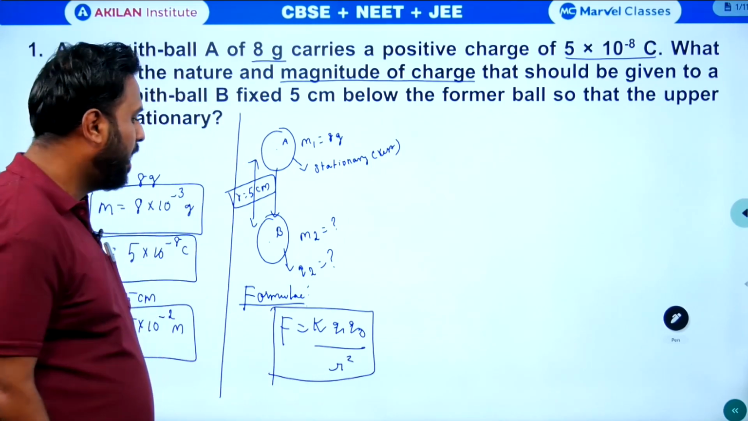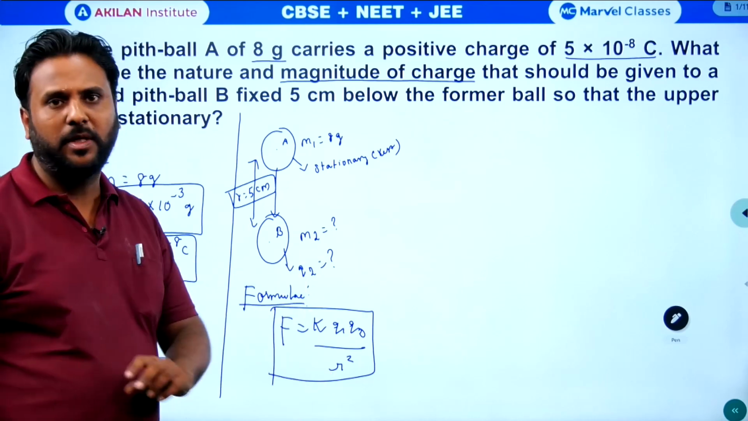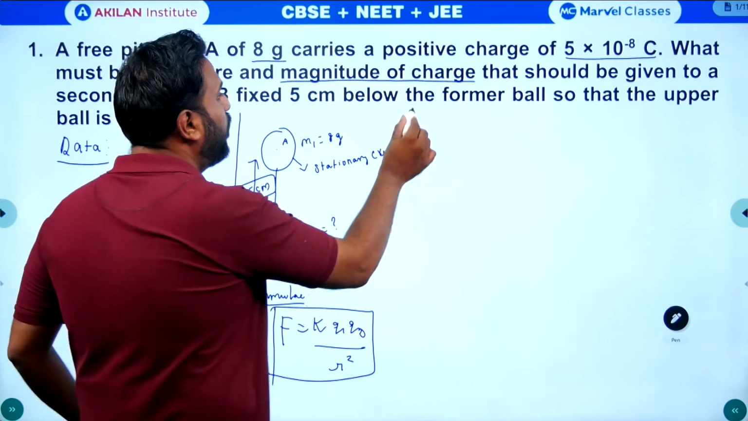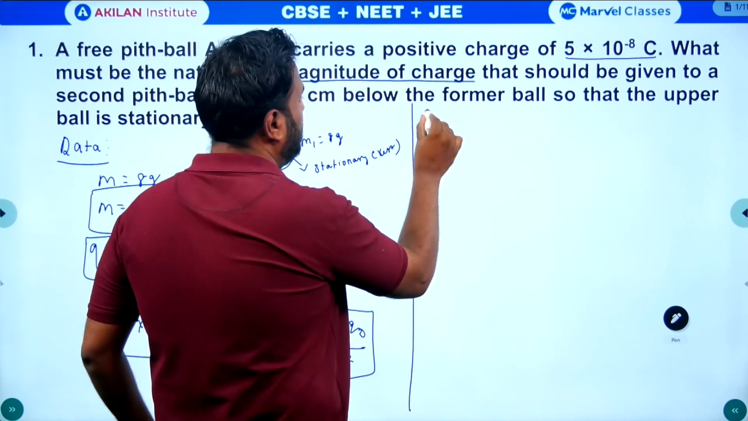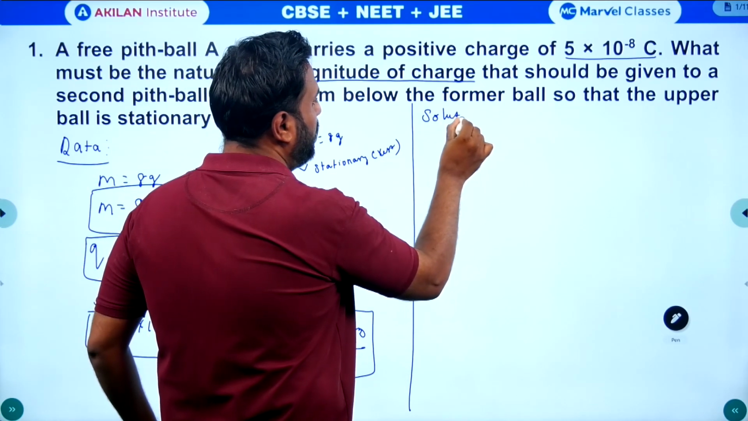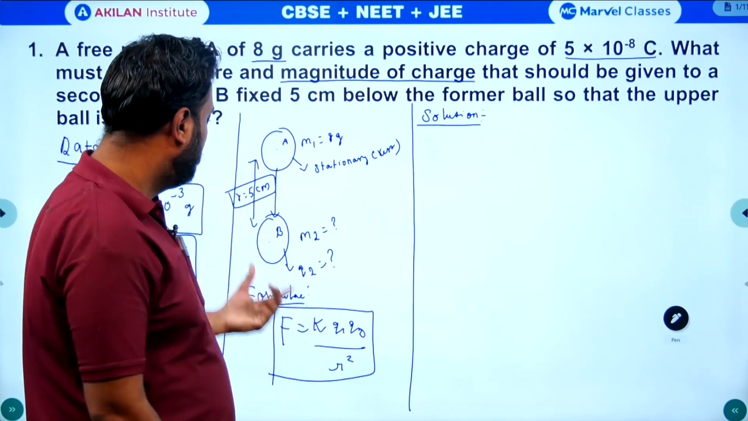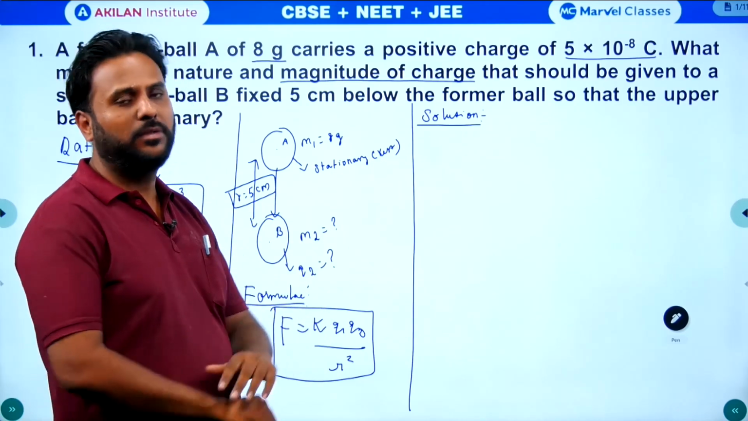F is equal to K Q1 Q2 by R square. This is the Coulomb's law formula. So this is the formula we are going to use. Next we are going to see the solution. We have written everything very clearly: data, concept, formula. Next we are going to do the solution.